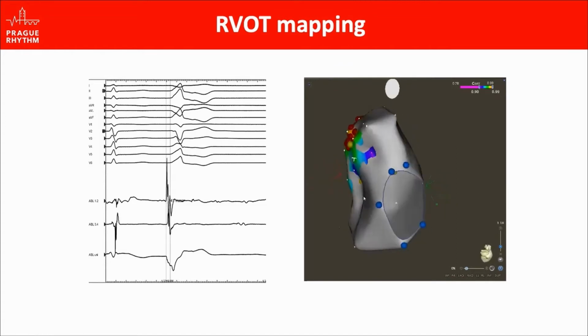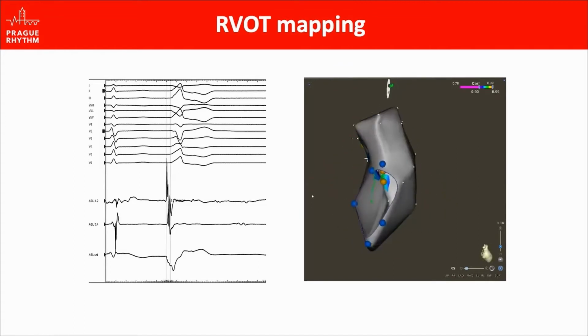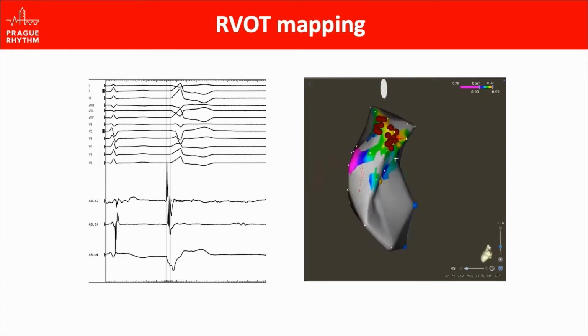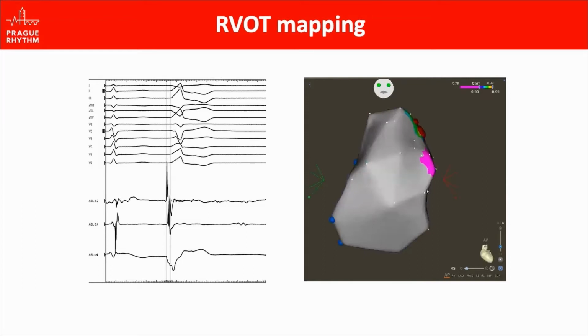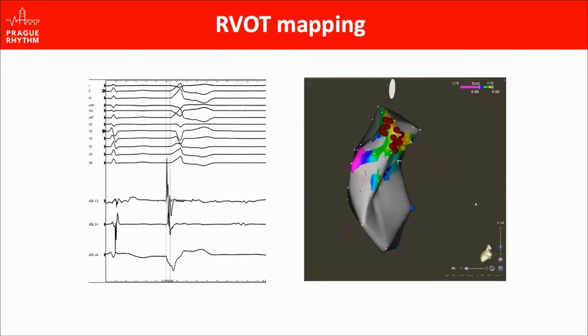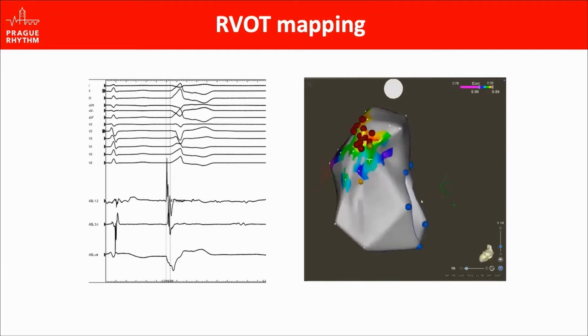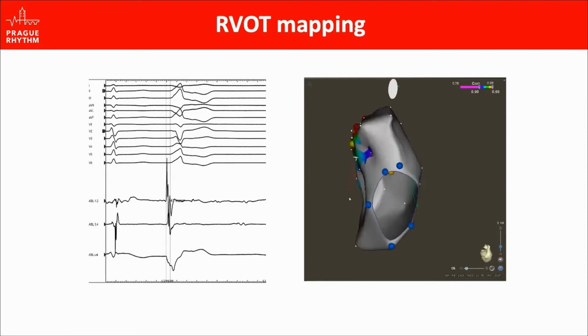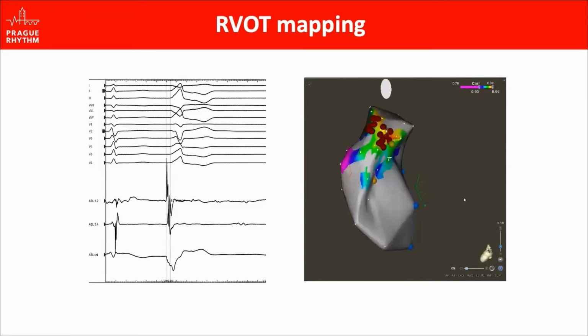We are using, in all cases, an irrigated tip catheter and 25 up to 30 watts. During the ablation, we observe the response to radiofrequency, especially time to suppression of the PVCs, but also time to recurrence.